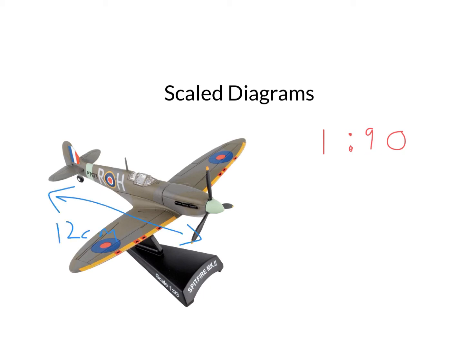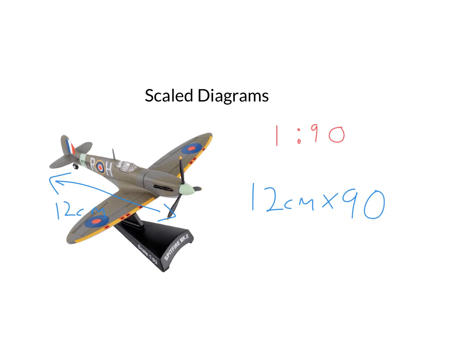So if we take a couple of examples then, if on our scaled model, the length of the plane is 12 centimeters long, then the real thing, the plane, should be 90 times as big as that. So what we're going to do is we're going to multiply 12 centimeters by 90, because the real thing is 90 times as big. So that means that the actual length there would be 1080 centimeters.